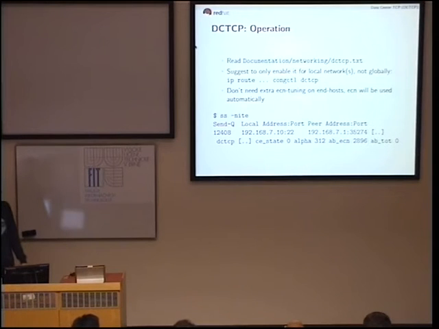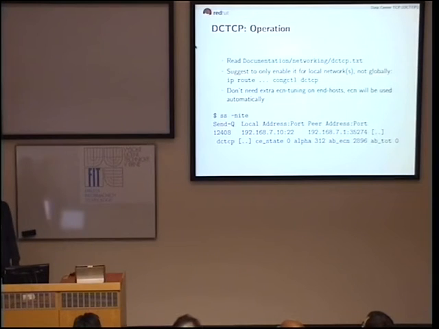So something about operation. First of all, there is documentation available in the kernel source tree. And while you can indeed enable DCTCP globally via the global system control value, please don't. It will not really work because, as we have seen, it completely depends on ECN marking, and that doesn't work on the internet. So my suggestion would be to only enable it for your local network, and only if you have configured all of your switches and routers to mark as required.